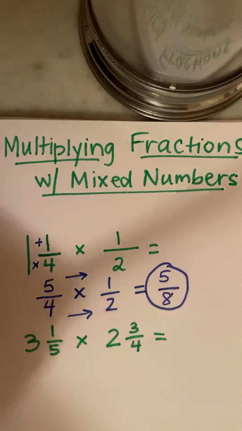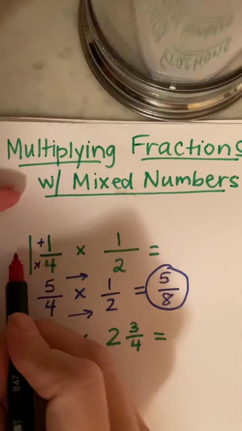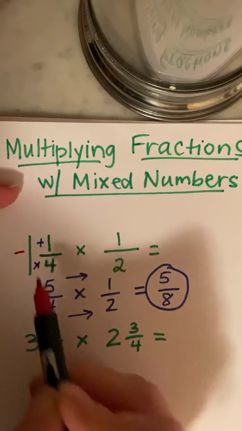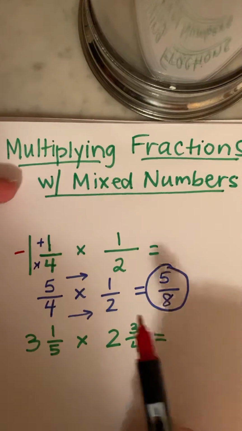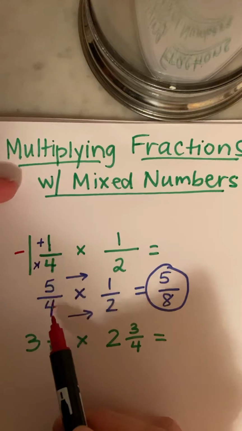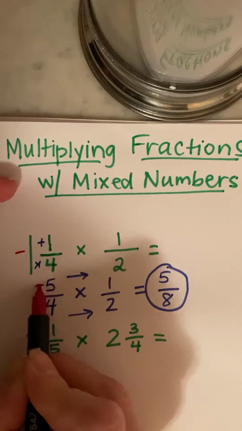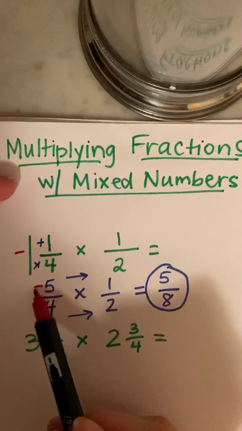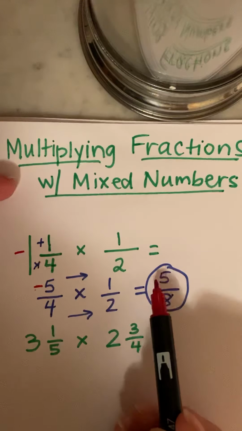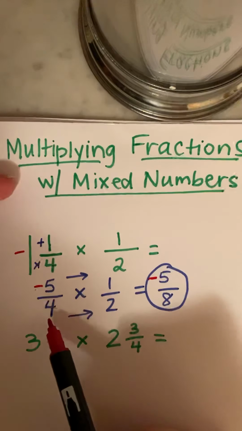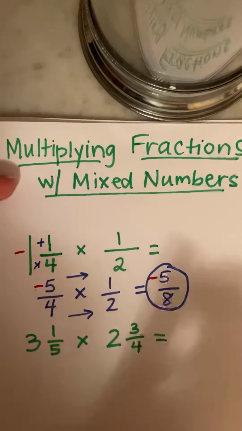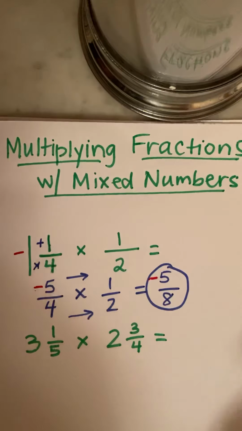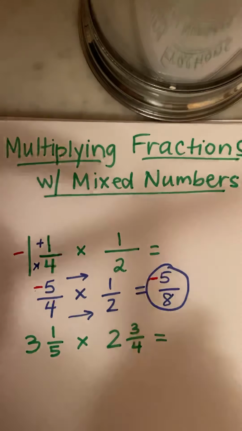Same rules apply if there was a negative in there. Negative 1 1/4 just means this whole amount is a negative. So once you changed it into your improper fraction, remember, stick your negative sign on the numerator so it's a little more friendly to work with. Negative 5 times 1 is negative 5, and then 4 times 2 is 8. Still negative 5/8.